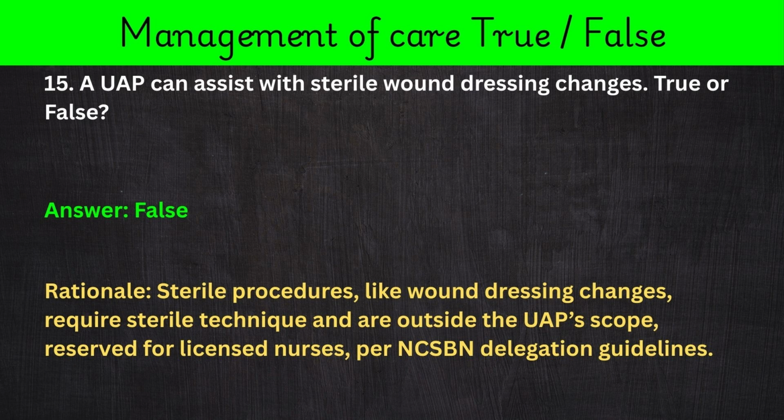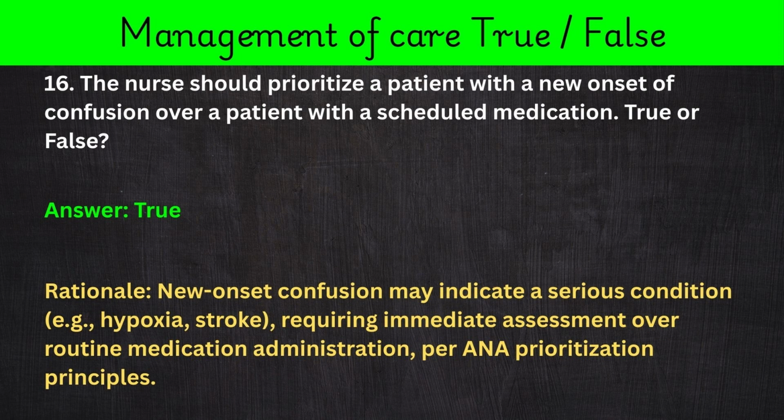16. The nurse should prioritize a patient with a new onset of confusion over a patient with a scheduled medication. True or false? Answer: true. Rationale: new onset confusion may indicate a serious condition, e.g., hypoxia, stroke, requiring immediate assessment over routine medication administration, per ANA prioritization principles.